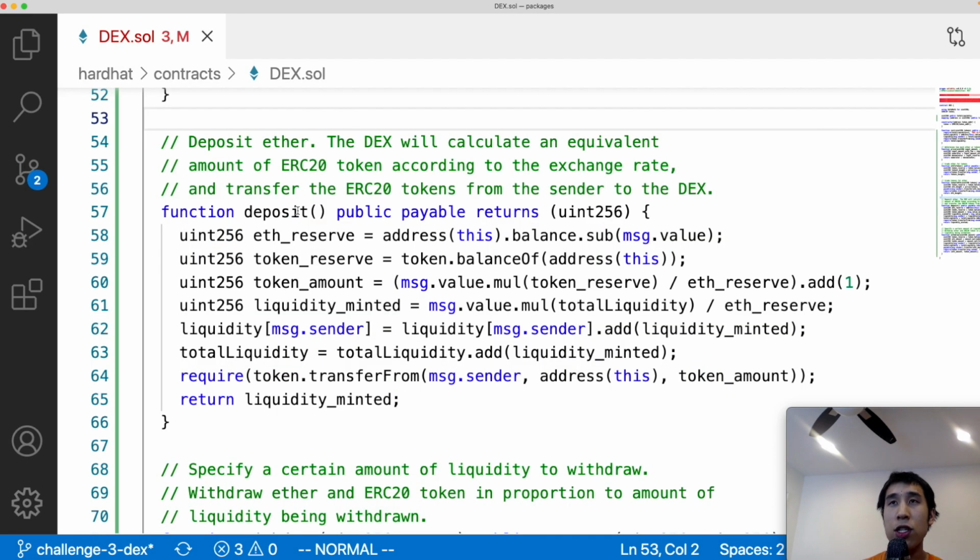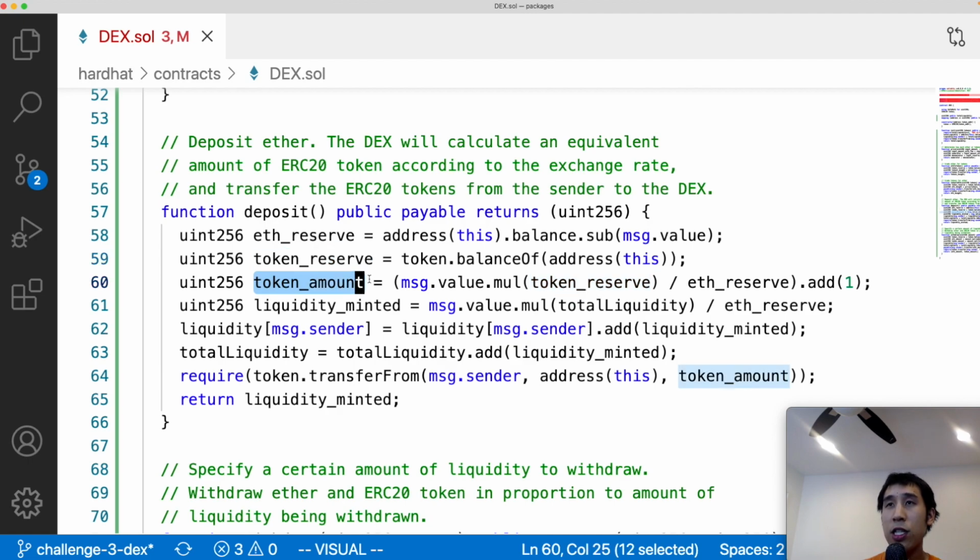Our deposit function is payable, which means that depositors can call it and pass in some amount of Ether. Our DEX will take that amount of Ether and then calculate the appropriate number of ERC20 tokens that also need to be deposited. Ether reserve is the current balance of Ether in the DEX. Token reserve is the current number of ERC20 tokens that are held by the DEX.